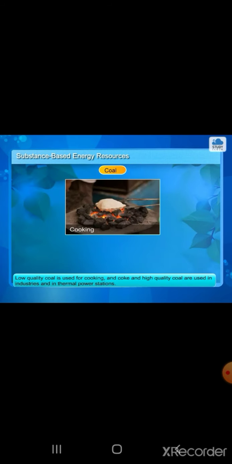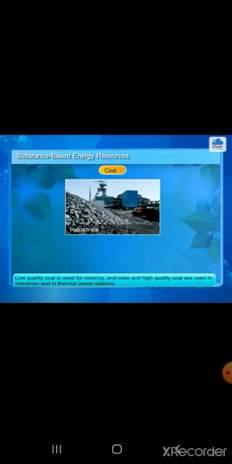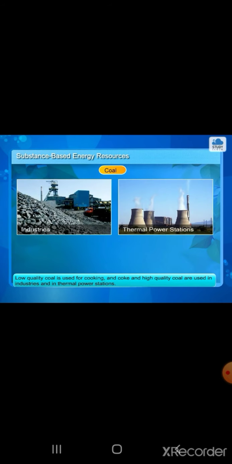Coal is found in the states of West Bengal, Jharkhand, Odisha, Chhattisgarh, and eastern Madhya Pradesh in the Godavari basin. In southern Madhya Pradesh, Maharashtra, and Telangana, and near Neyveli in Tamil Nadu. Coal is used for different purposes according to its quality. Low quality coal is used for cooking and coke, and high quality coal is used in industries and in thermal power stations.